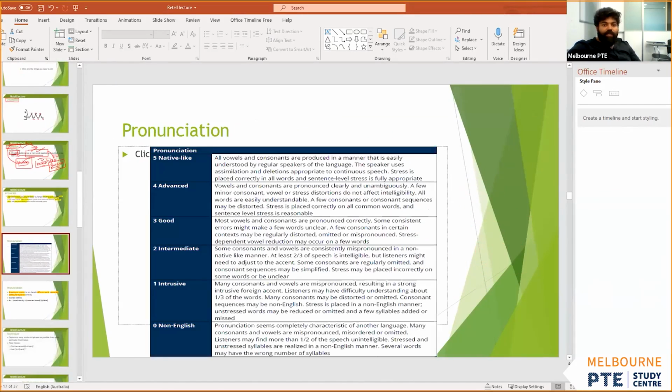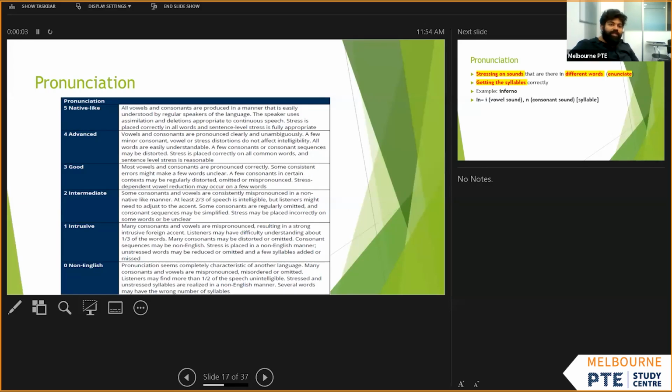Okay. Now, just a little bit about pronunciation. So, for pronunciation, it says that if you read it, all vowels and consonants. Now, can anyone tell me what are vowels? Yes. Okay. A, E, I, O, U. And all the other alphabets then are consonants. Okay. Like A, E, I, O, U are vowels, and all the other ones you basically call as consonants.